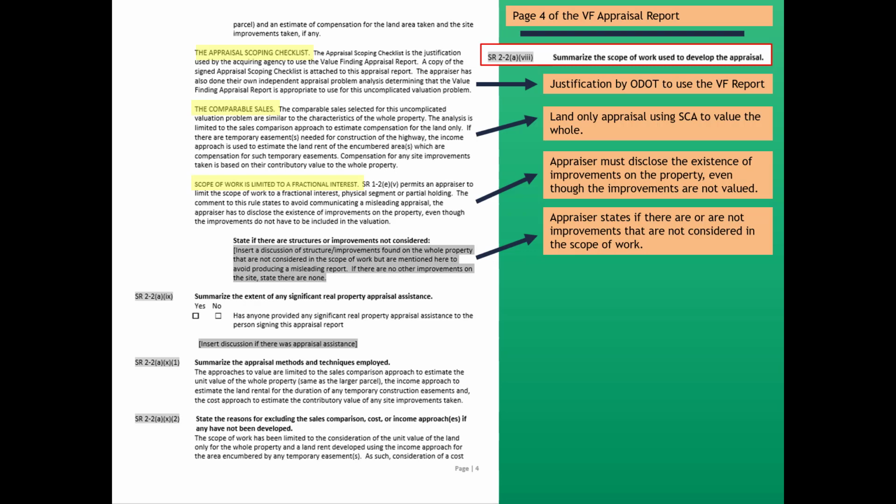And so we're going to focus on the take area, which is that small strip take. We're going to value the site as if vacant. We're not going to consider that house that is outside the take area, and that can be misunderstood by the casual user of this appraisal report. So the appraiser has to disclose that that house, which is outside the take area, is not considered in this appraisal report.